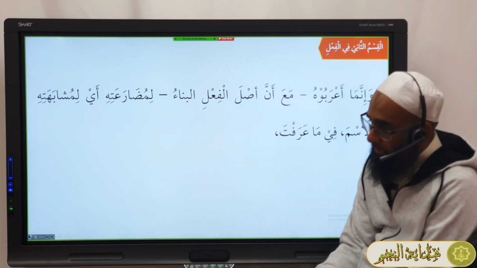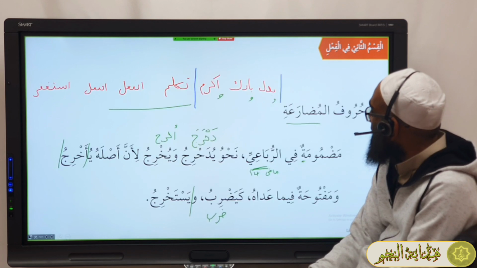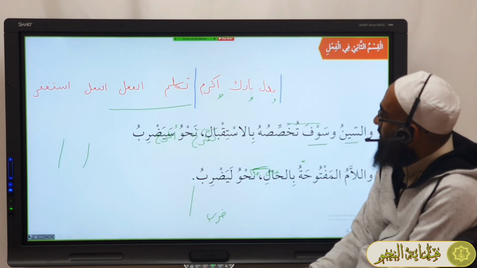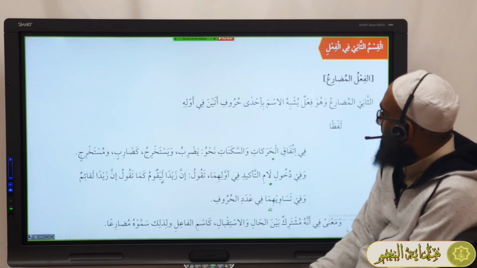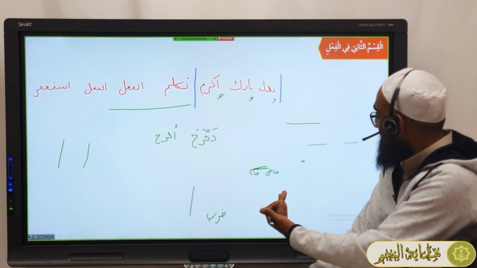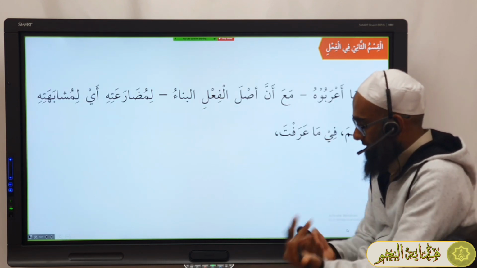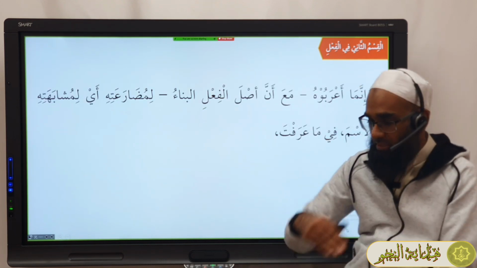Now he's explaining why they make it so. In between, he's brought the alamatul mudhari into the i'rab discussion. So he's mentioned i'rab mushabaha, then he brings the sin and sawfa, then he brings the huruf al-mudhara being mabni, then he goes back to the i'rab rule. So it seems a bit weird. You should have brought this straight away.